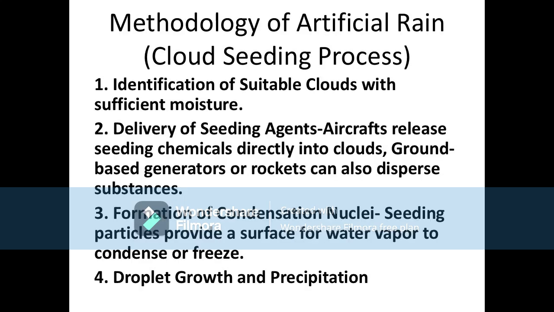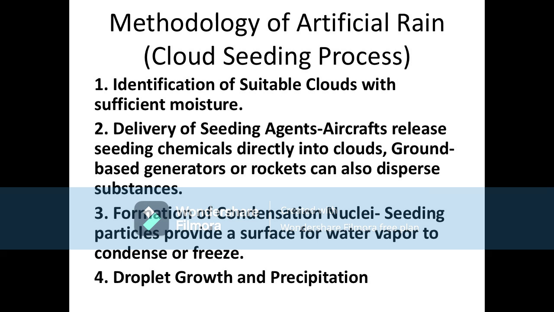And now, what are the methodologies? What is the procedure through which this artificial rain happens? So number one, you have to identify those suitable clouds with sufficient amount of moisture. Then you deliver those seeding agents, which we call condensation nuclei, or those chemicals are sprayed over the clouds with the help of aircrafts, rockets, or ground-based generators, right?